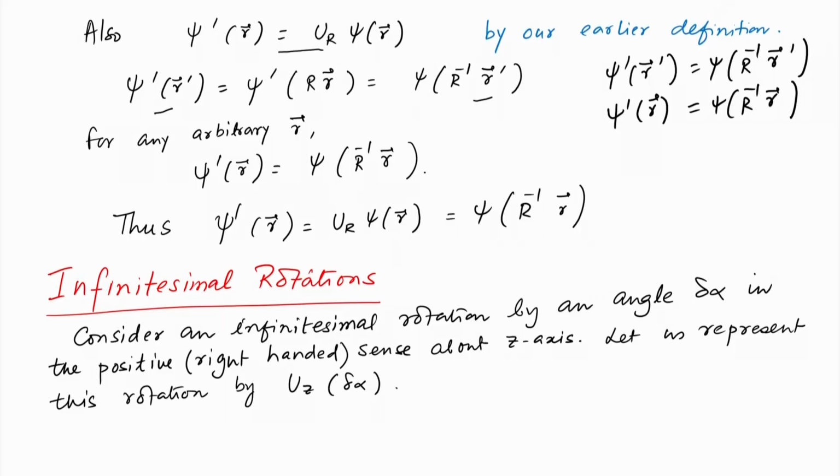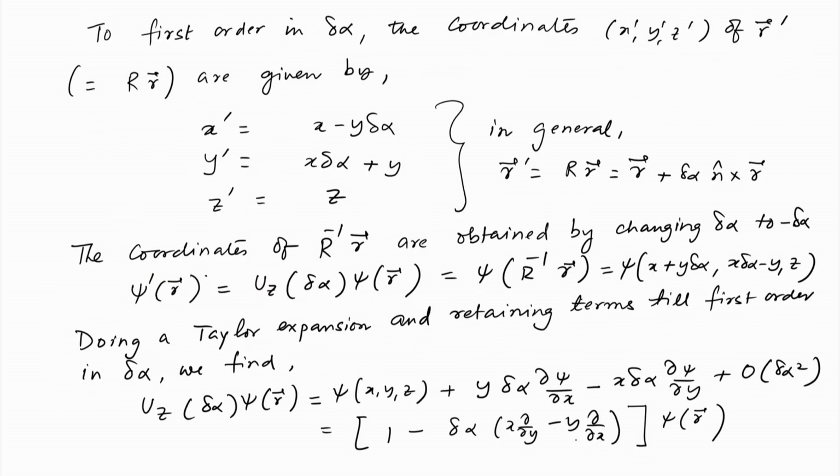And let us do a rotation by an angle delta alpha to a system in a positive direction, or in a right handed sense. If you do a right handed rotation about the z axis, it rotates anti-clockwise, and this is represented by U_z of delta alpha. U_z is a rotation operator, and delta alpha signifies that it is a rotation by an angle delta alpha. So, to the first order in delta alpha, which means that delta alpha is small, the coordinates x prime, y prime and z prime of the r prime vector, which is equal to capital R operating on small r.